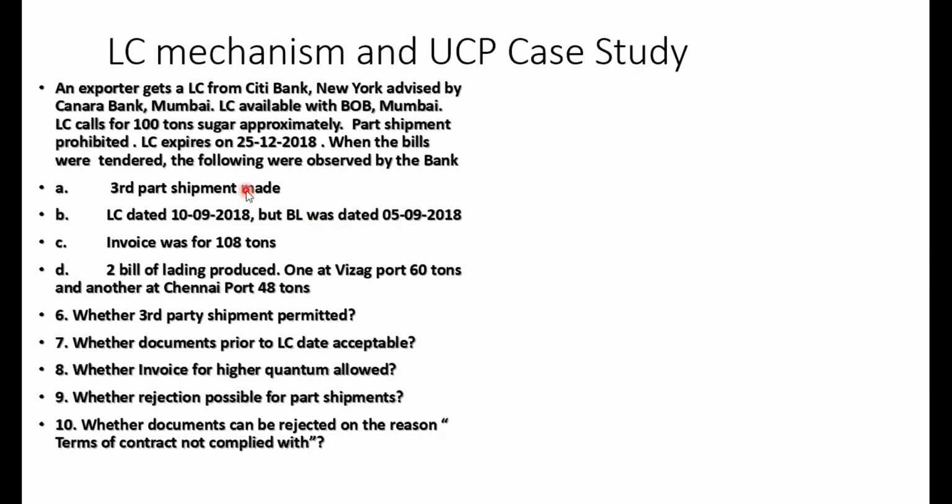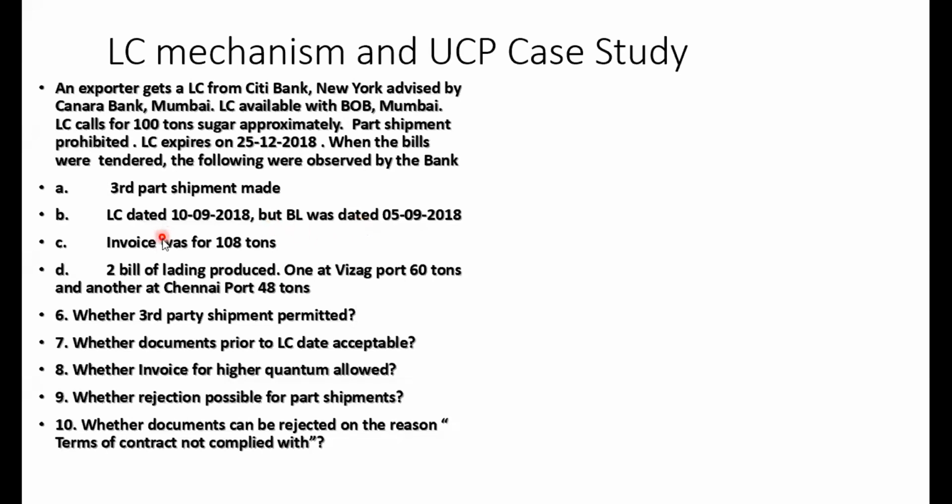Again, this is also not a discrepancy, because if third party shipment is not specifically prohibited, it is allowed. Documents can be dated earlier than the LC if such documents are not specifically prohibited. If the buyer wants to prohibit, he should specifically say documents earlier than the date of LC are not at all allowed. He should have told like that. If he has not, it amounts to permitted. So it is a 5 mark question, don't leave it.